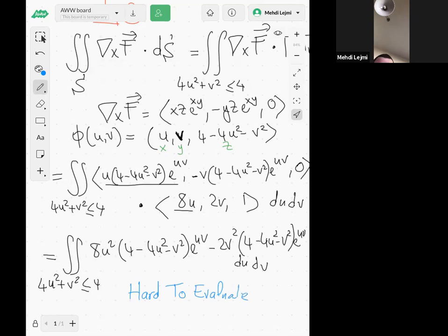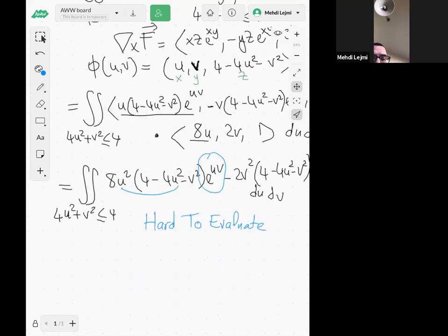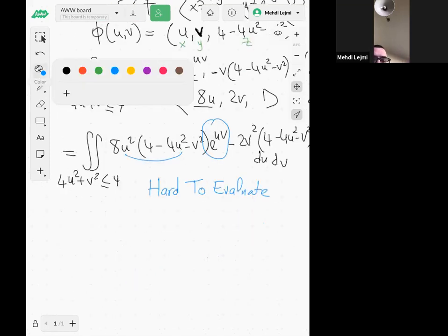Why is it hard? Because you have this exponential e to the uv, but then you have u to the power 4, you have this u squared v squared. It's going to be very, very complicated to integrate. So hard to evaluate. Now, if it's hard to evaluate, then we can try to use Stokes' theorem, right?